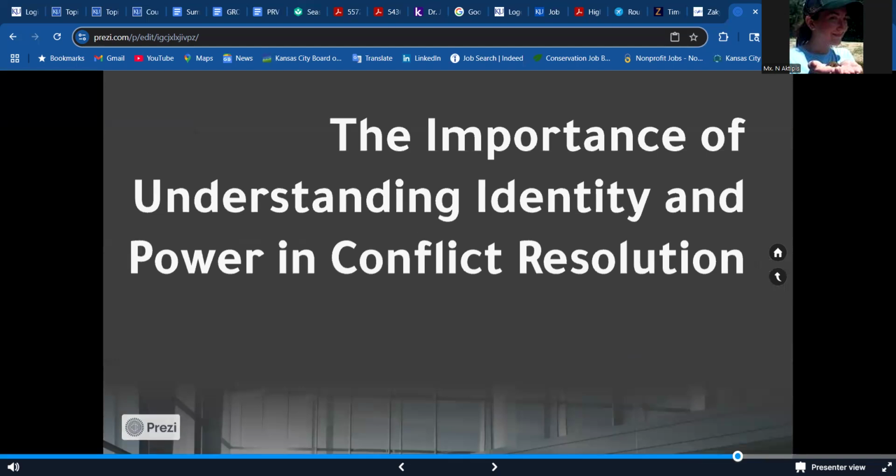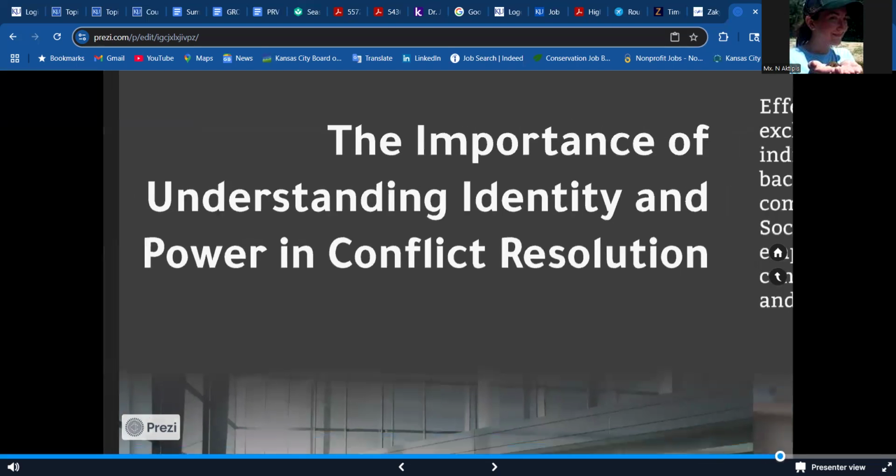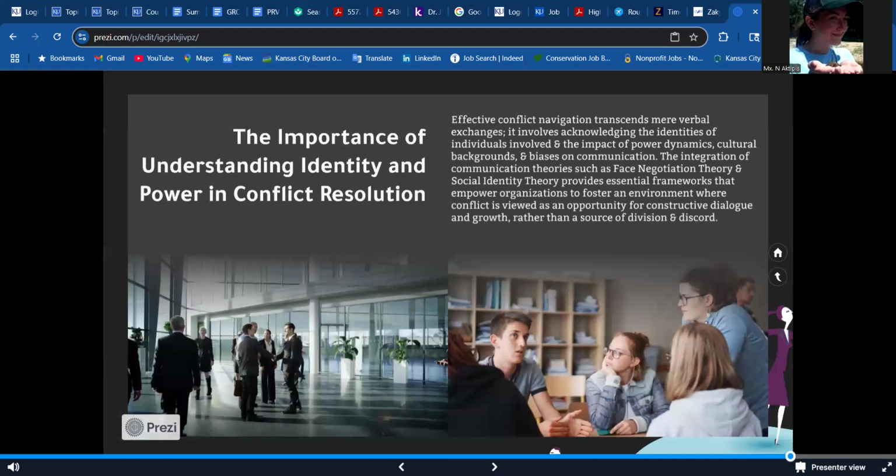So, final thoughts here around the importance of understanding identity and power in conflict resolution. Right? So, effective conflict navigation really transcends verbal exchanges, right? So, it involves the acknowledgement of identities, of individuals or groups of individuals involved, and the impact of power dynamics.